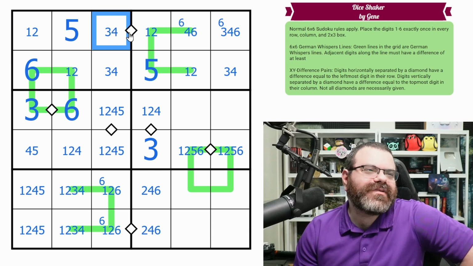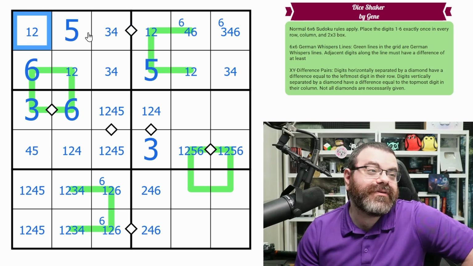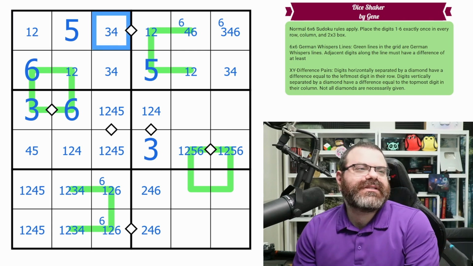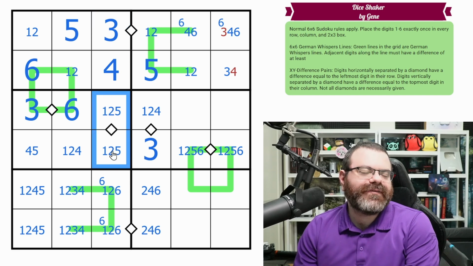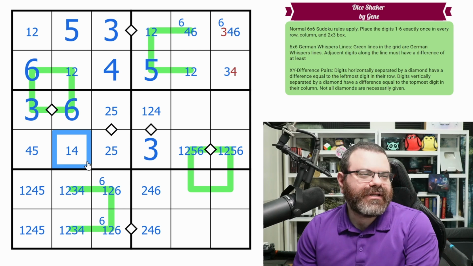This can't be a 4. If this was a 4, then we'd either be 4, 2, which is a difference of 2, and we did another 2 in the row, or it would be 4, 1 with a difference of 3, but this can't be a 3. So this is our 3, this is our 4. So these can't have 4 on them. Oh, and these have a difference of 3. So they have to be 2, 5. Good thing that works. So that's not a 2.